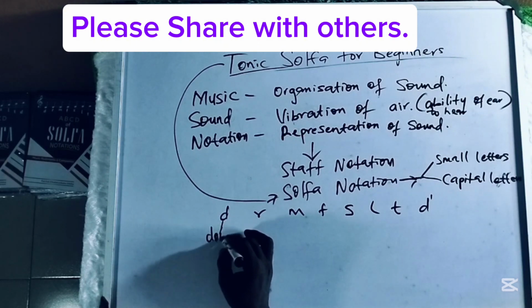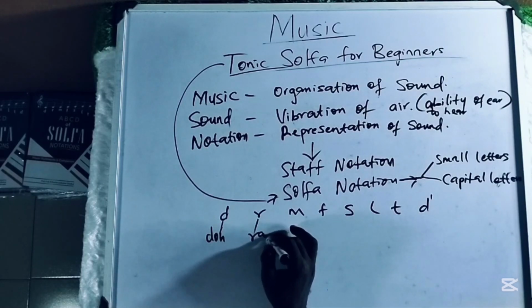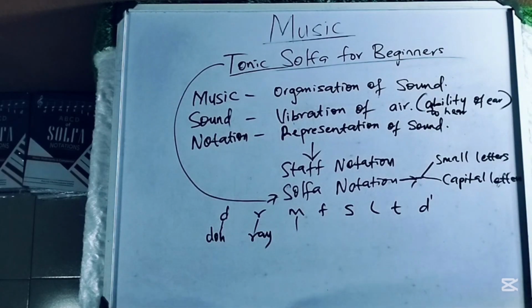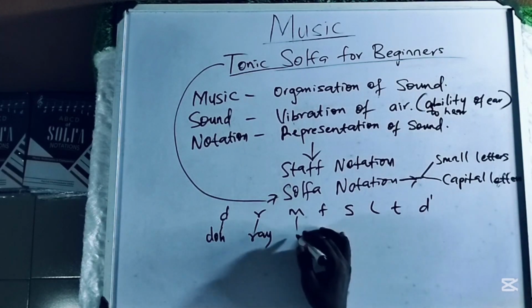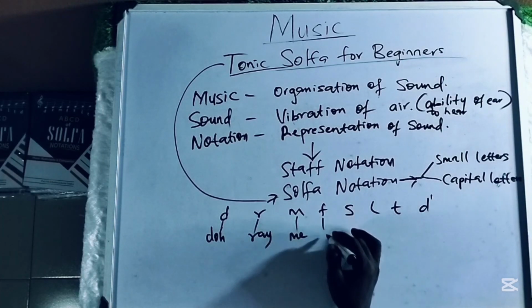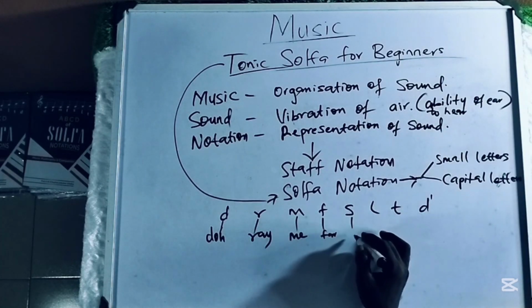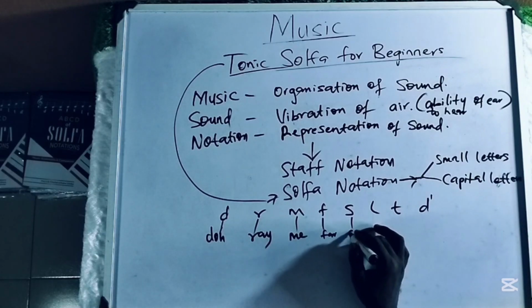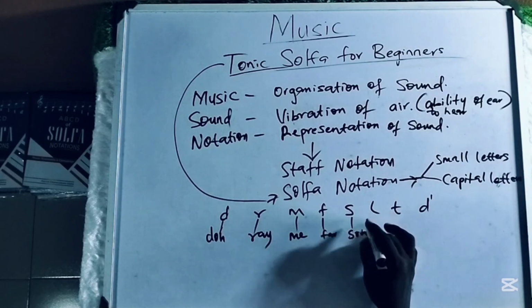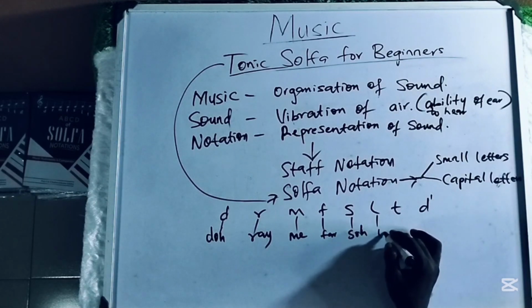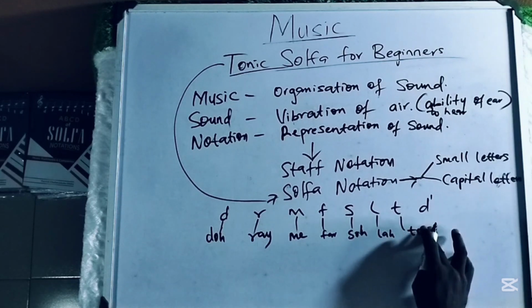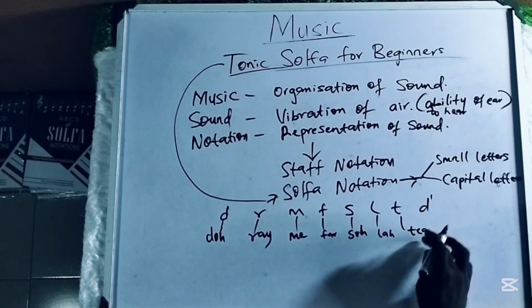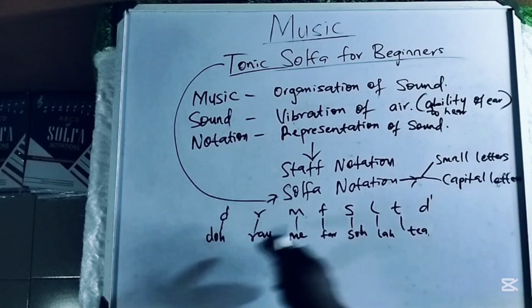We call it do. Here it is what? Re. That is why you need to know how it is being pronounced or recited, so that you can memorize and sing it. Here is mi, and here is fa. Here is so. Here is la. Here is ti. So this do is the same, but this one is a higher pitch, in the octave of this one.